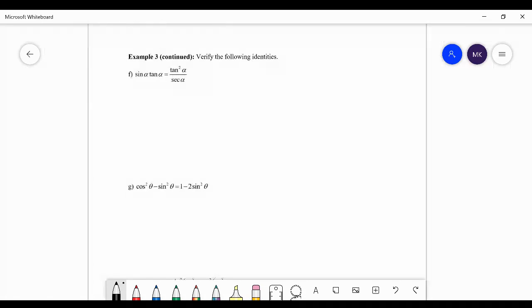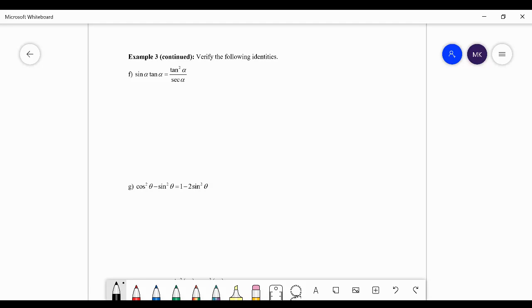Now, let's move on. We are almost done-ish. We have 4 more identities that I want to verify. And the reason I want to do this is just because we need the practice. I lied, 5 more. So, I have sine of alpha times tangent of alpha equals tangent squared alpha divided by secant alpha.